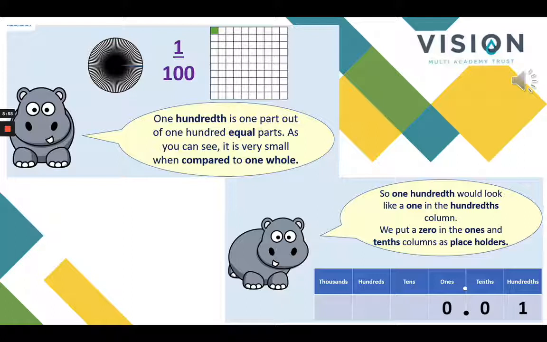We can transfer this understanding of tenths and hundredths. For example, 1/100th is 1 part out of 100 equal parts. As you can see, it is very small when compared to 1 whole. So the 1/100th would look like 1 in the hundredths column. We put 0 in the ones and a 0 in the tenths column to provide placeholders.